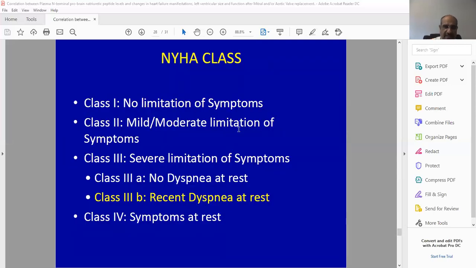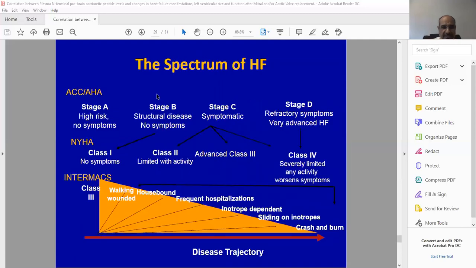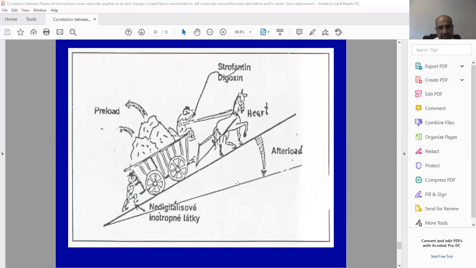This is the NYHA classification. Every one of you knows we have 4 classes for NYHA: class 1, 2, 3, 4, and class 3 could be class 3A and class 3B depending on the onset of dyspnea at rest. This is the staging again, the ACC staging, the NYHA classification, and the INTERMACS. These are the 3 classifications I have mentioned in this presentation.